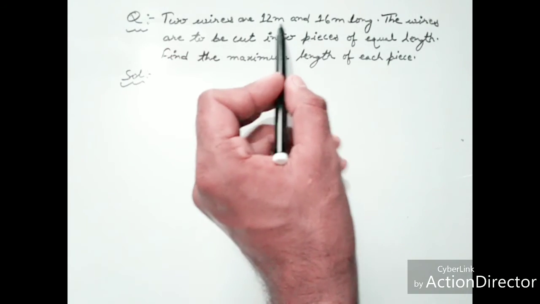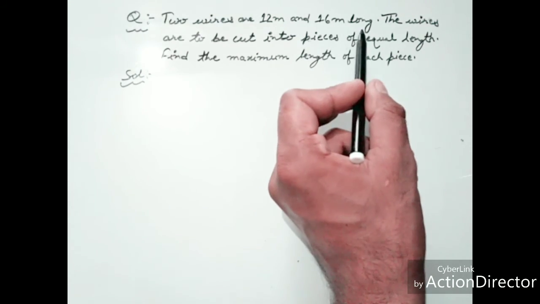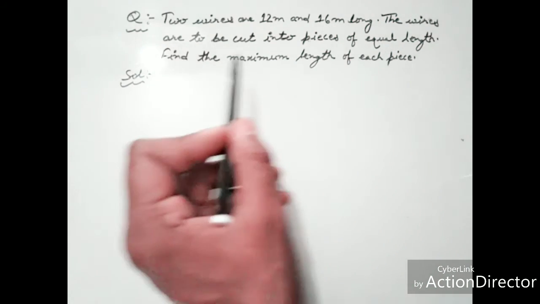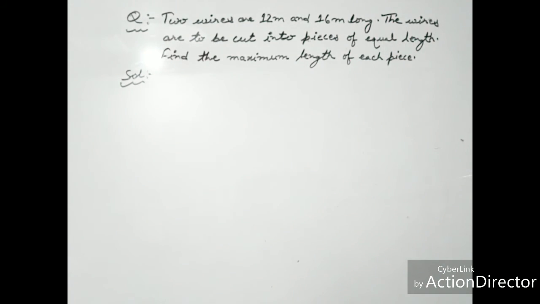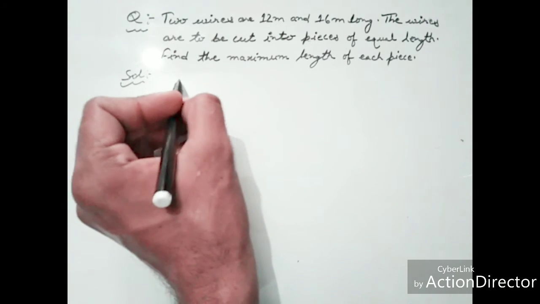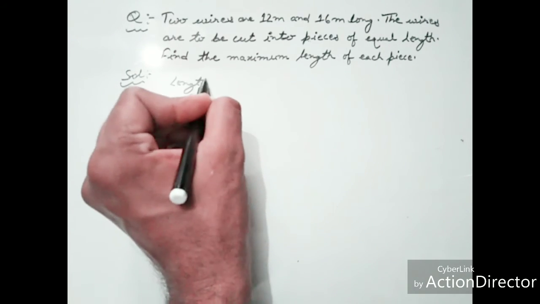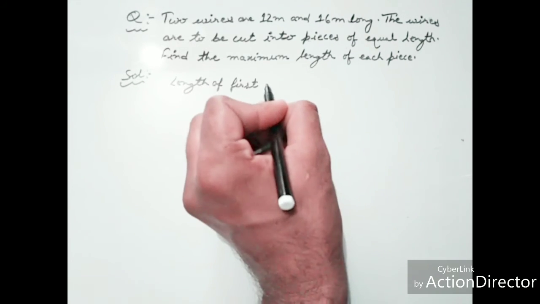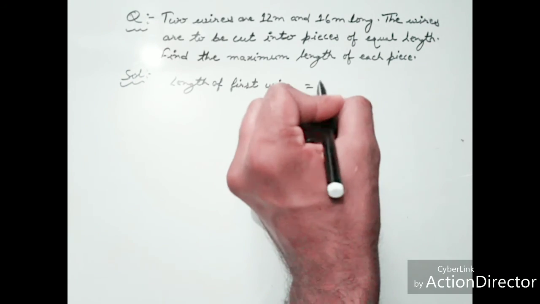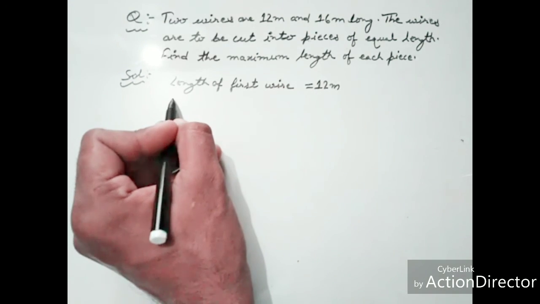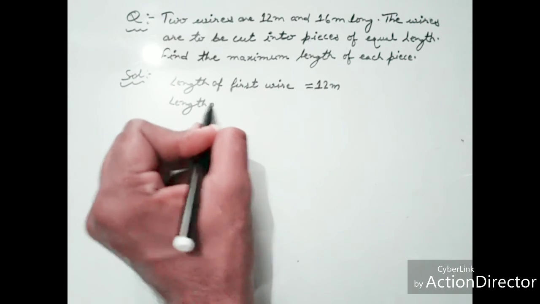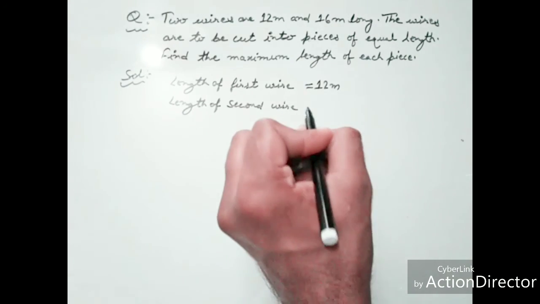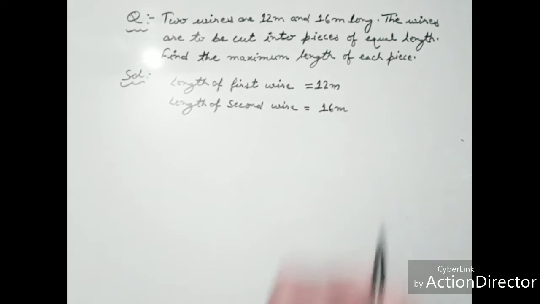Here I solve an example and word problem related to HCF. Two wires are 12 meter and 16 meter long. The wires are to be cut into pieces of equal length. Find the maximum length of each piece. So first we write the length of the first wire, 12 meter, and the length of the second wire equal to 16 meter.